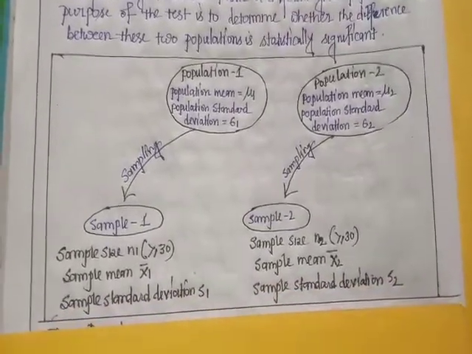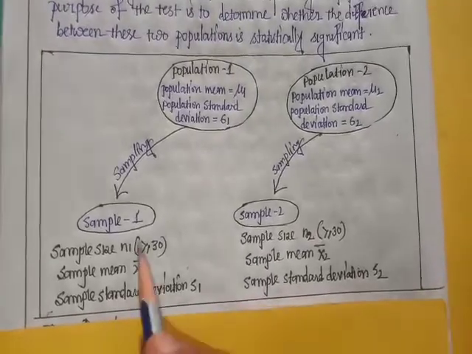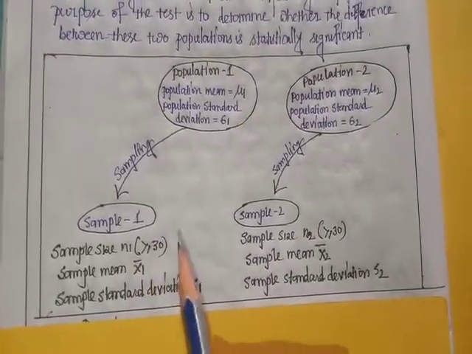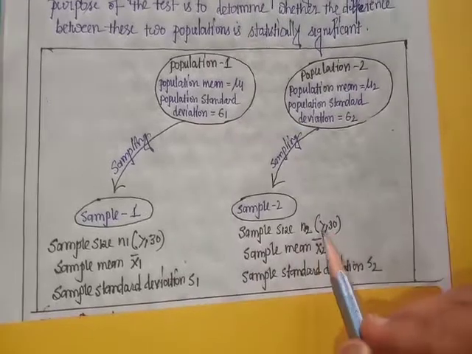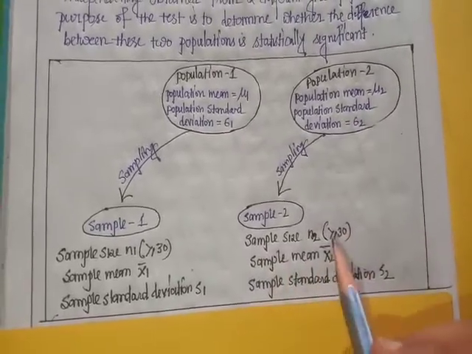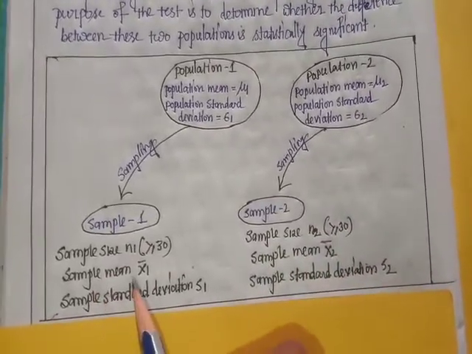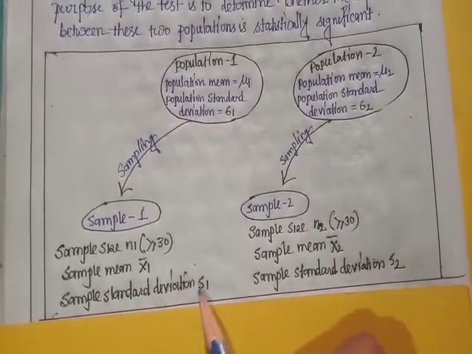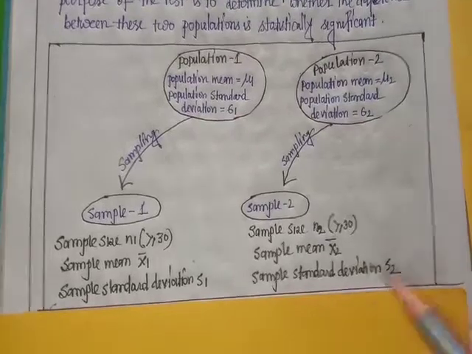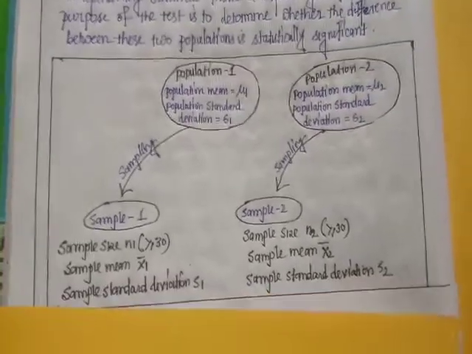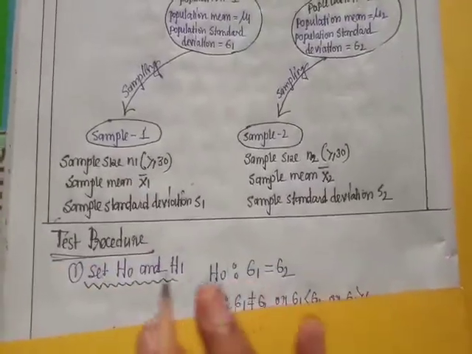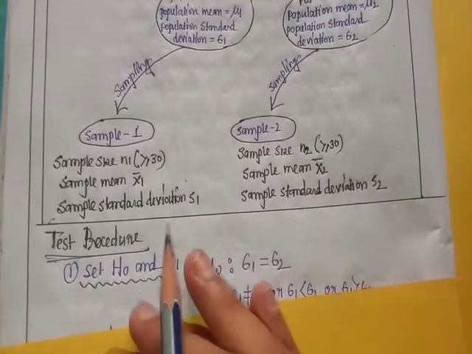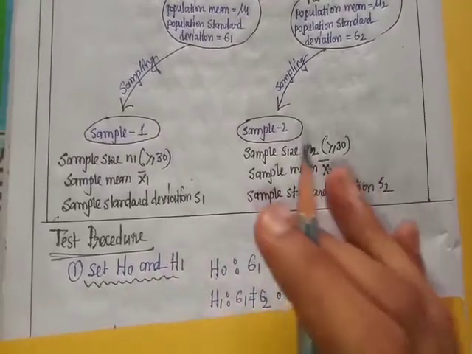So this is sample size. Sample size n1 is greater than 30, since it is a large sample test. Sample size n2 is also greater than or equal to 30, and sample means are capital X1 bar and capital X2 bar. The sample standard deviations are capital S1 and S2. Okay, test procedure. Now first we will set the null hypothesis and alternative hypothesis.